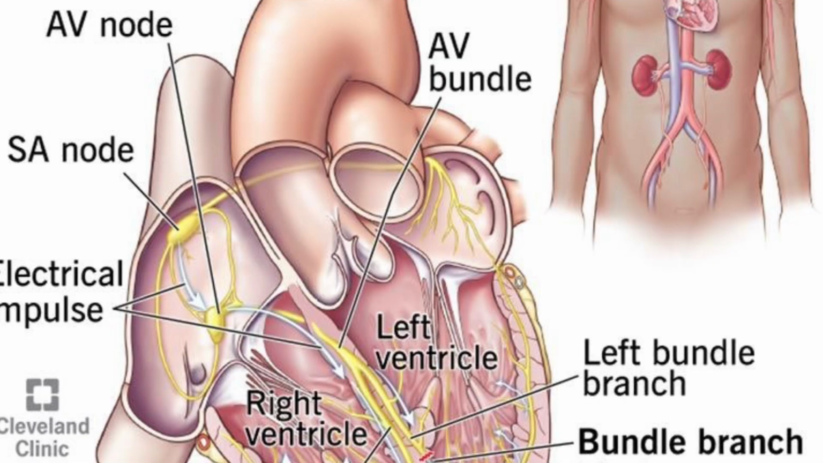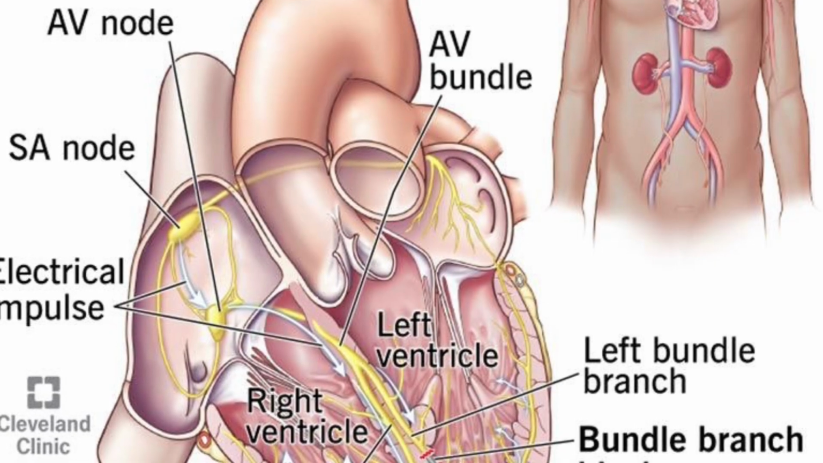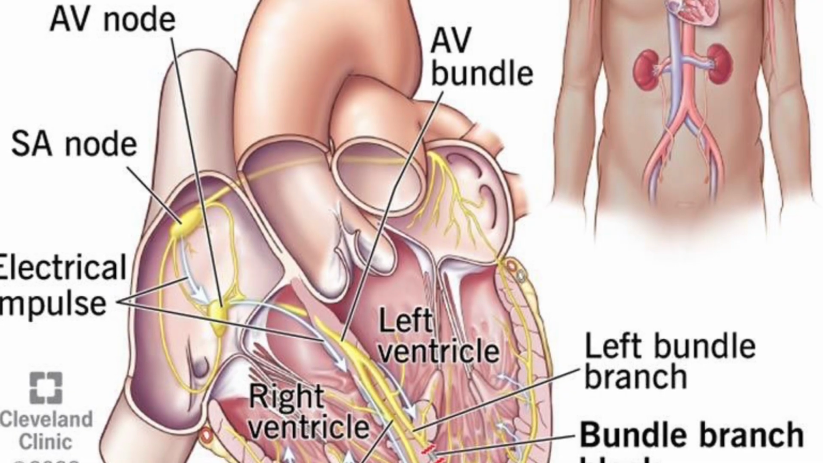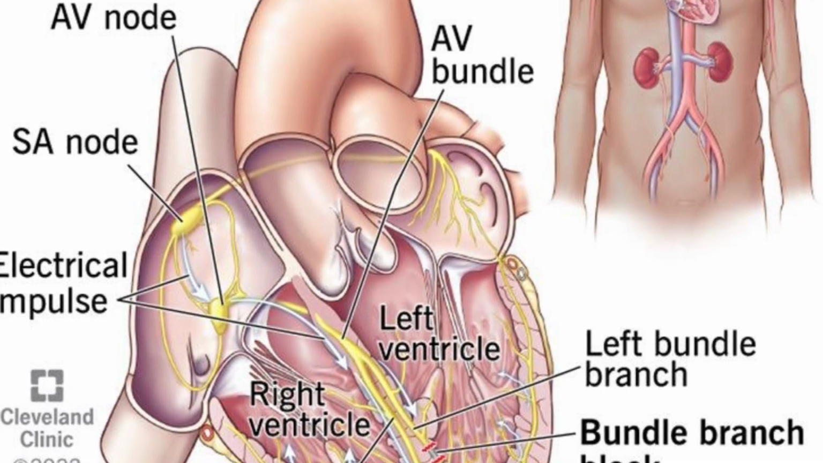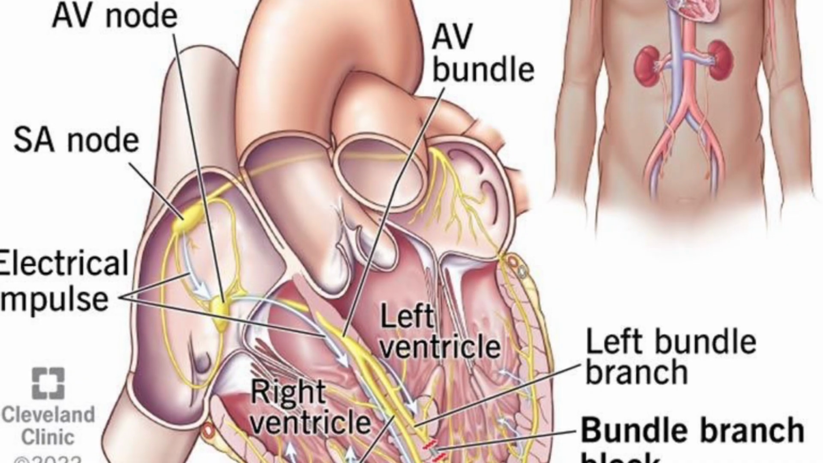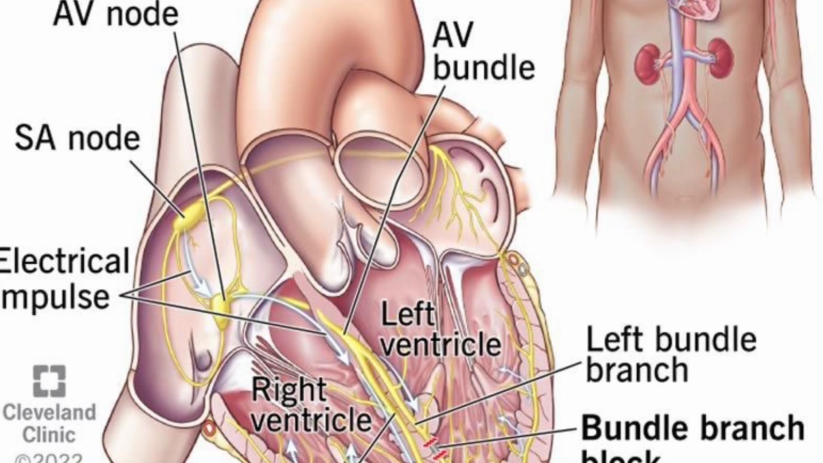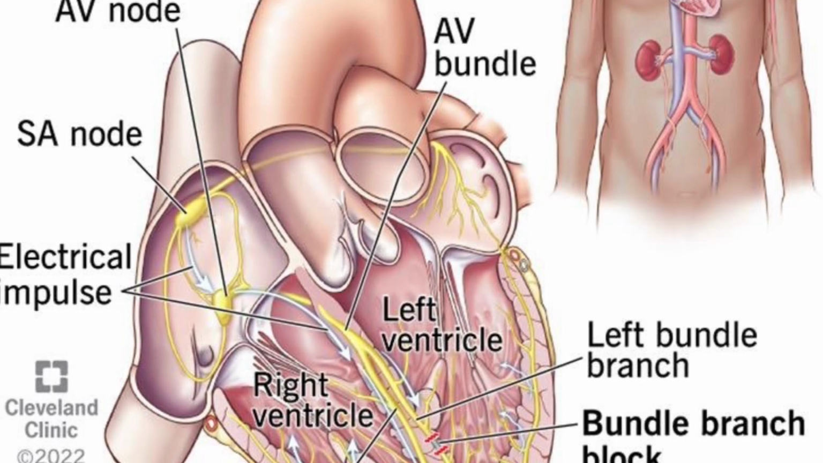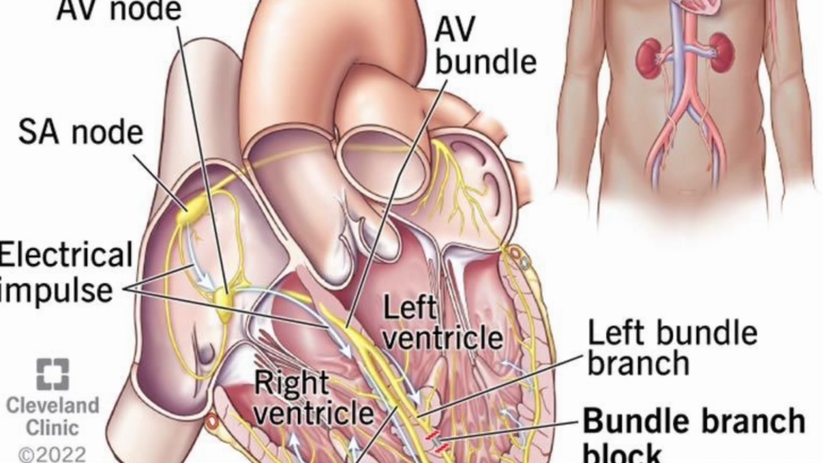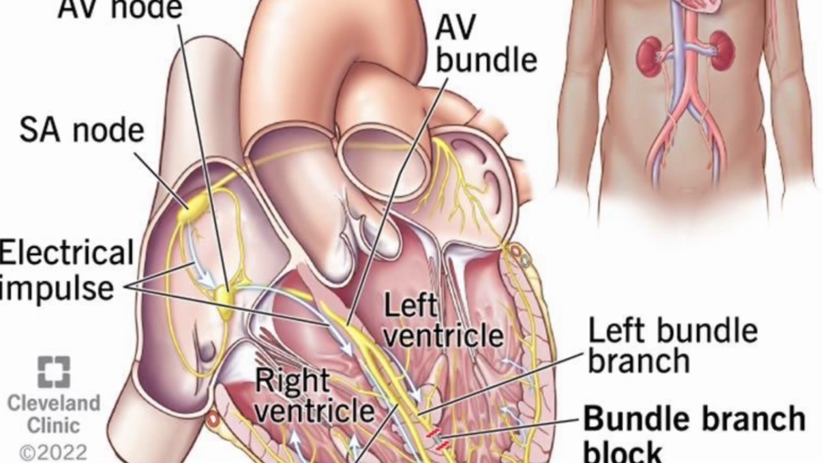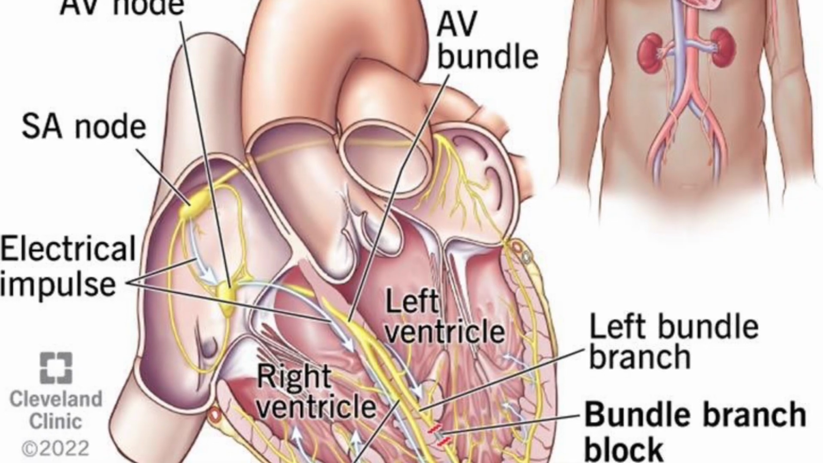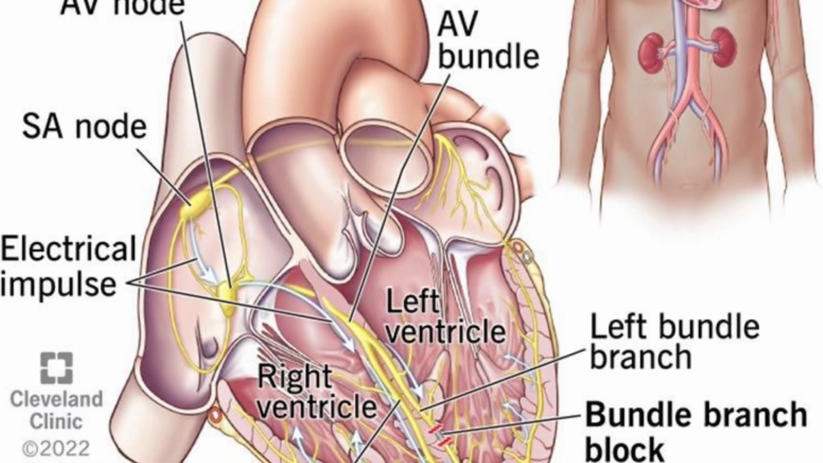We talked about preload and afterload. Preload is a volume. So we affect that with fluid status, diuretics, things like that. Afterload is a pressure. So we affect afterload with things like vasodilators, beta blockers, antihypertensives. All right, so terms, we got most of these, but let's get the rest of them. I want to make sure I don't say anything else about preload and afterload.